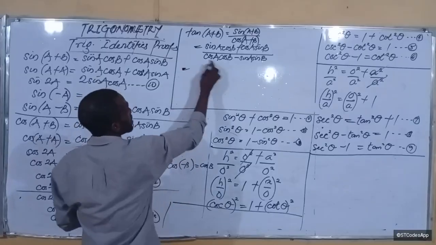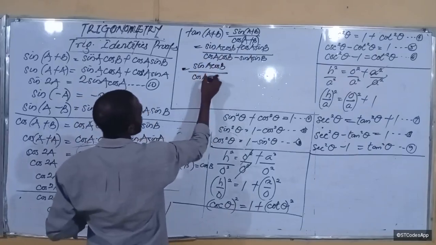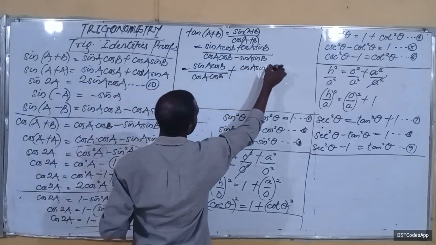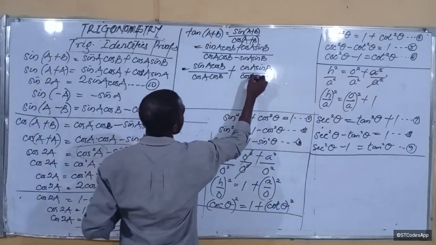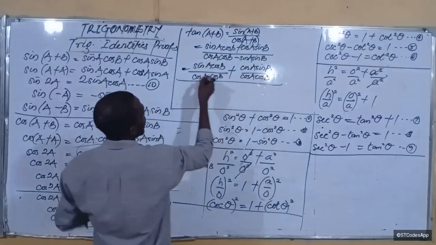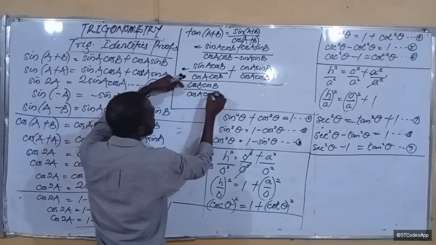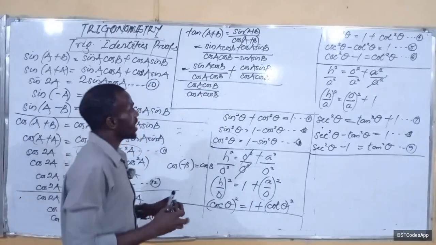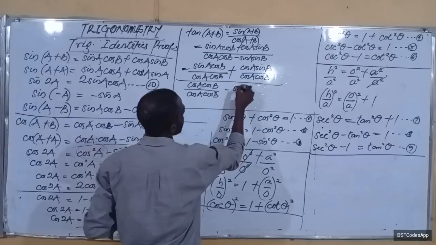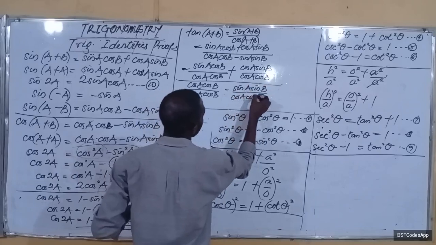See what will happen. If I use this guy to divide everybody, it will become sine A cos B all over cos A cos B, plus cos A sine B all over the same guy, cos A cos B, then all over cos A cos B over cos A cos B. What I'm doing is, for those that are already confused, I'm using this guy to divide everybody, okay? Then minus sine A sine B all over cos A cos B.